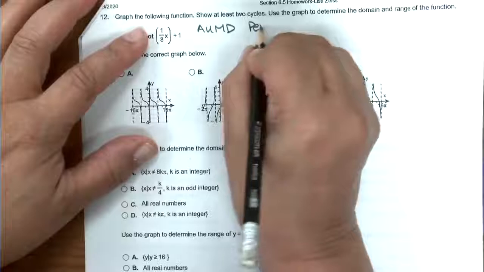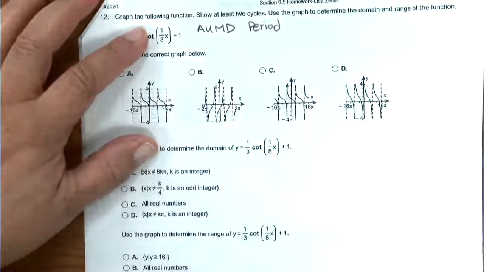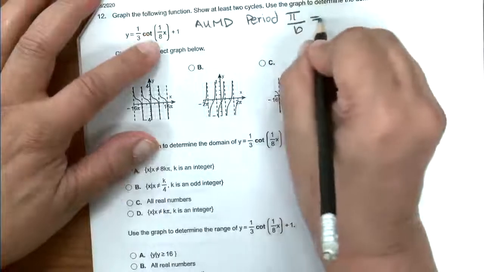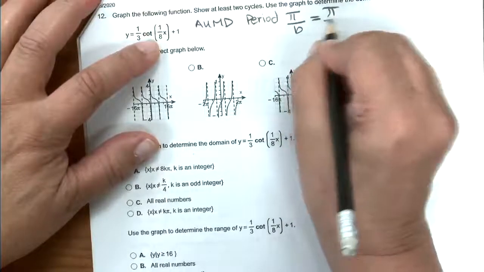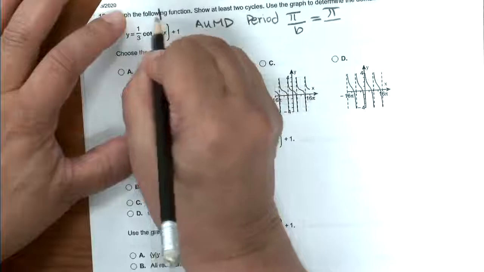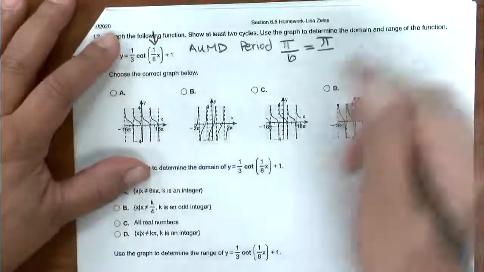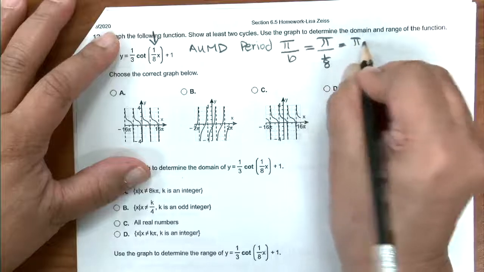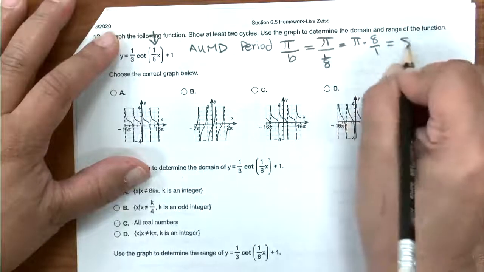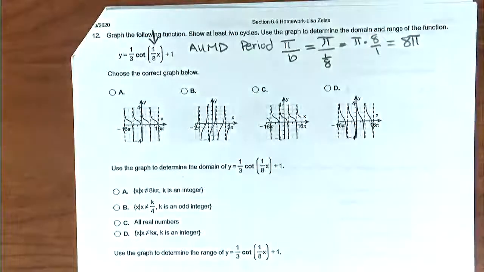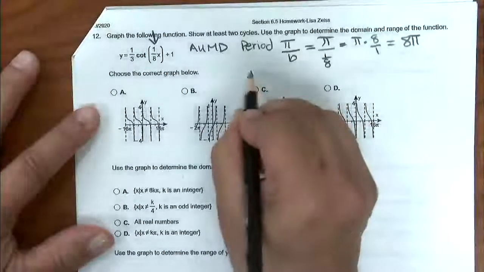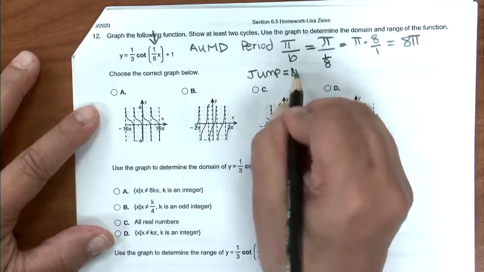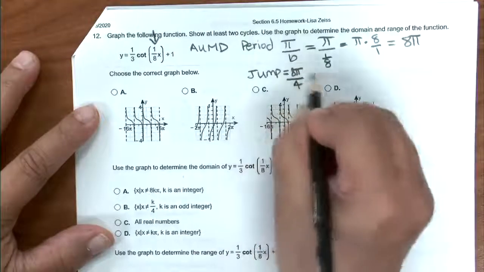Let's do the period. Period's 1 pi divided by b. So 1 pi, my b value is right in there. 1/8. Float and flip. Okay, that's my period. I get the jump from the period. So you take whatever you get for the period, divide it up into 4 parts.